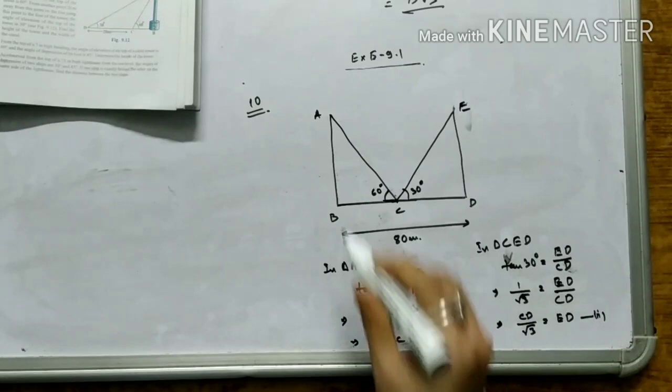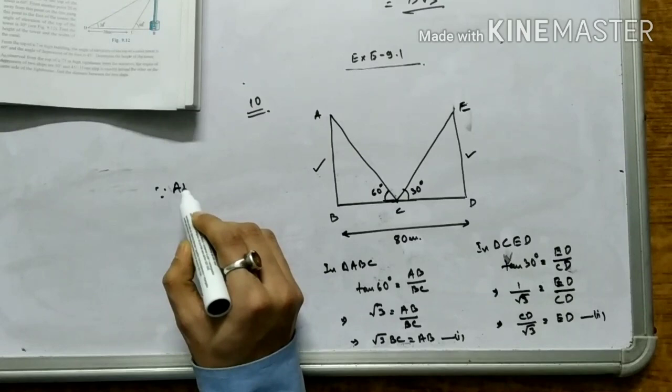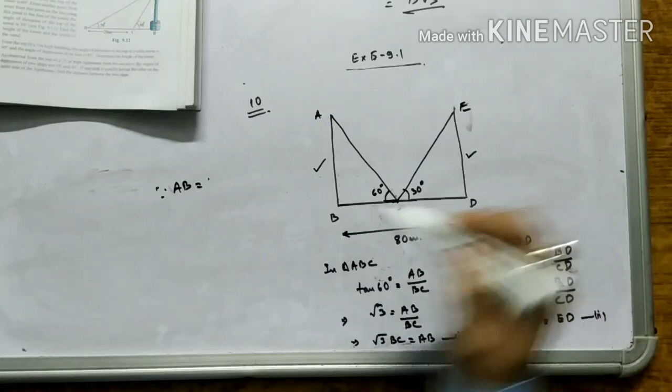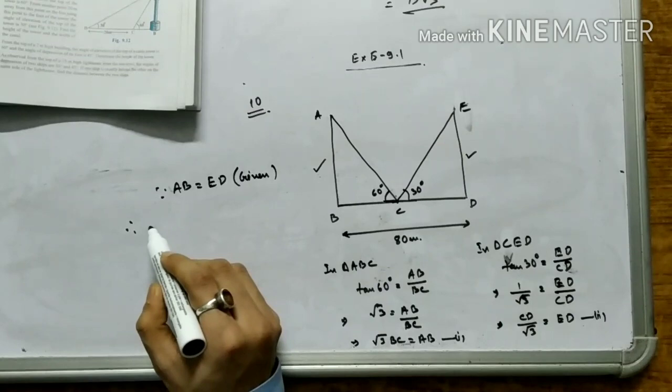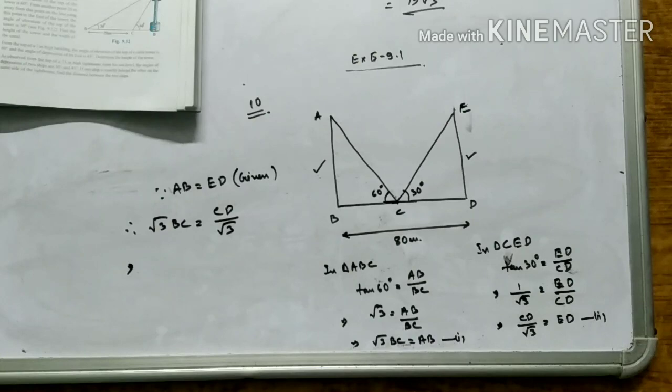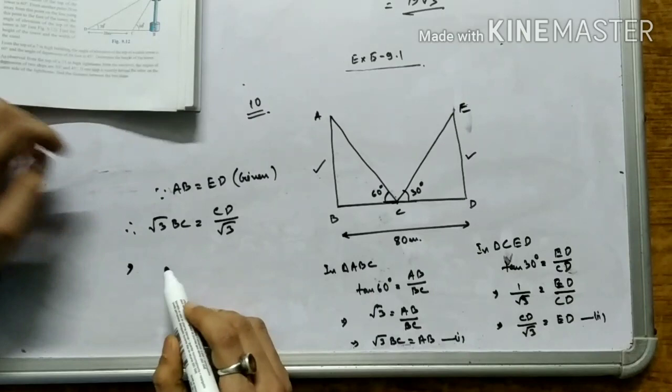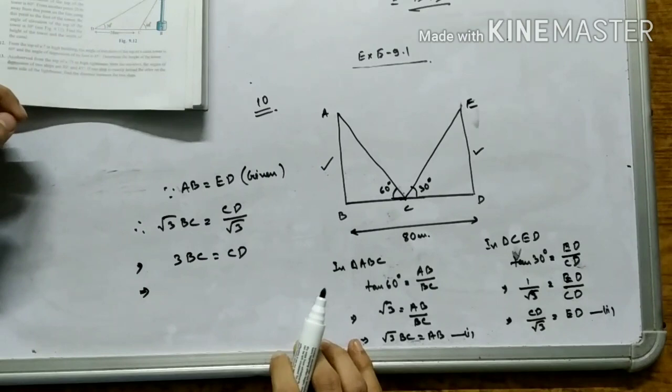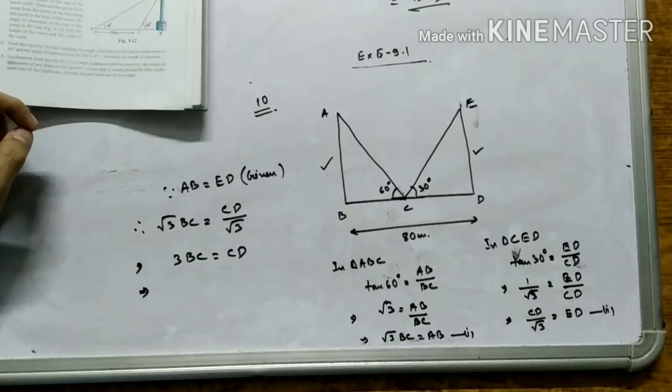Okay, so now since AB is equal to ED, this is our given, therefore I can write root 3 BC equals CD by root 3. If I send that root 3 to the other side, I will get 3 BC equals CD.